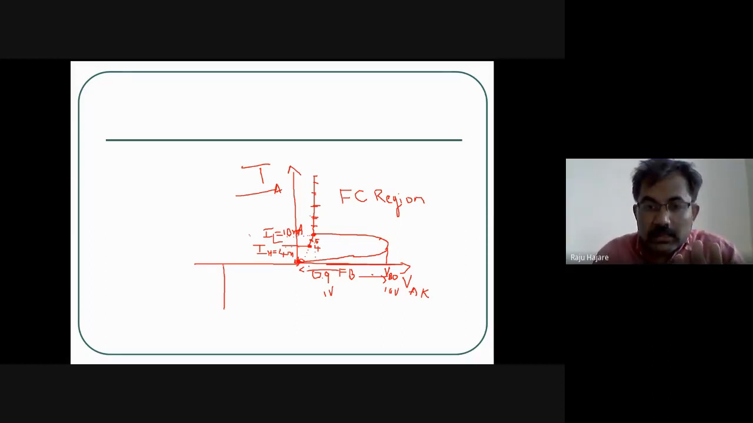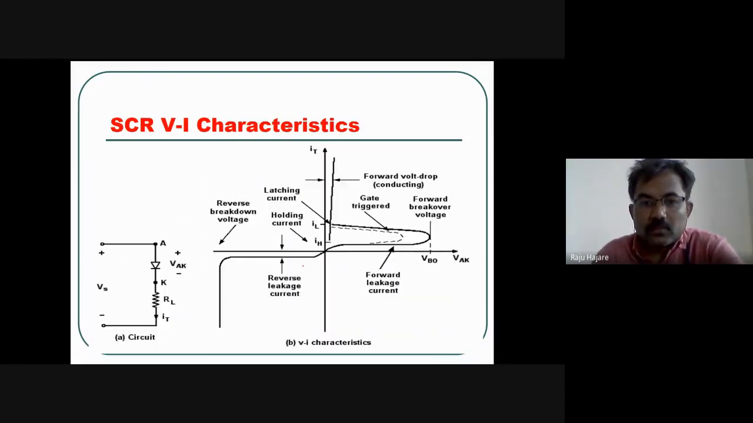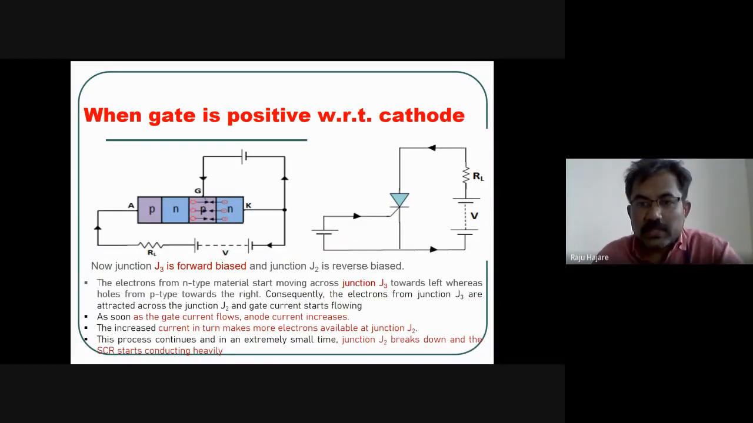Next, we have seen the turn on and turn off process. What is the previous circuit? What was I talking about? Are you able to see when the gate is positive with respect to the cathode? Yes, sir. Okay, good.